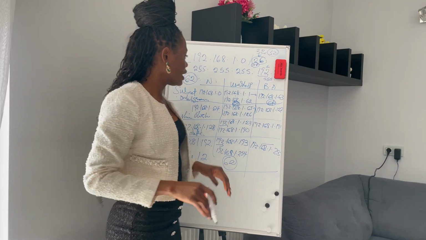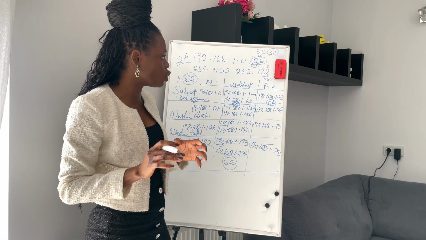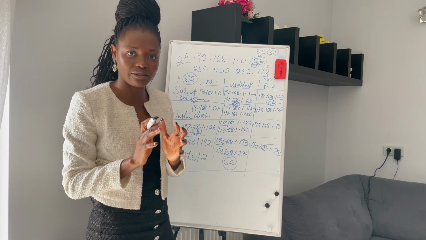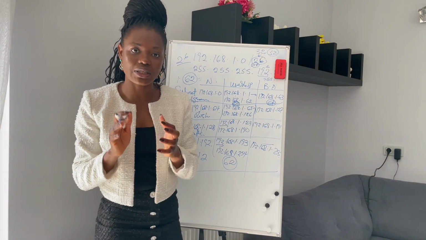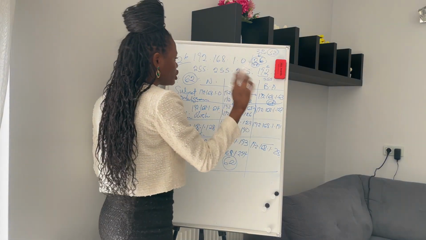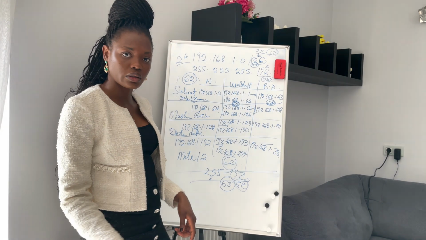Those are the tricks. Also, I have another trick for when they ask you what is the block size of each subnet, the range that you will have per subnet. It's very easy. To calculate the block size, it will be 256 minus the value of the last octet in the subnet mask. The block size is that easy.